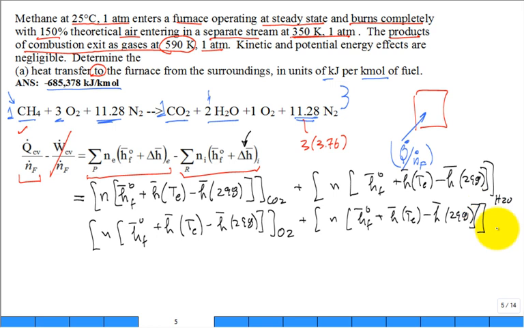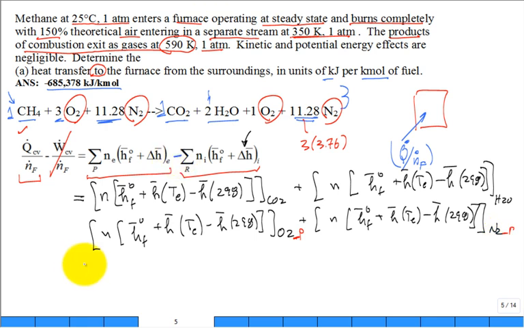And this would be for the nitrogen. Now, because nitrogen shows up on both sides and oxygen shows up on both sides, sometimes I'll even add a little extra, say, this is the oxygen in the products, this is the nitrogen in the products. And then we continue with the minus sign.